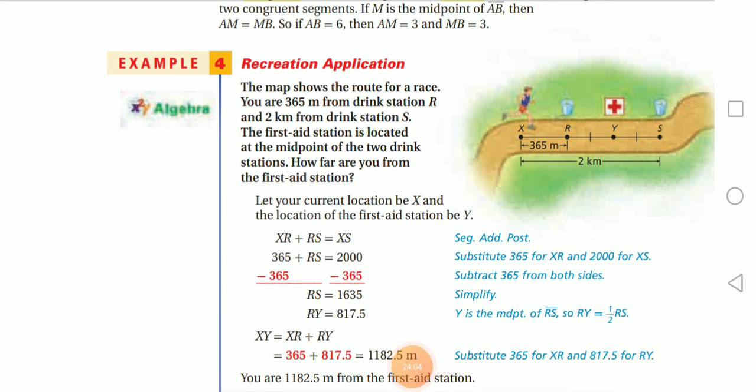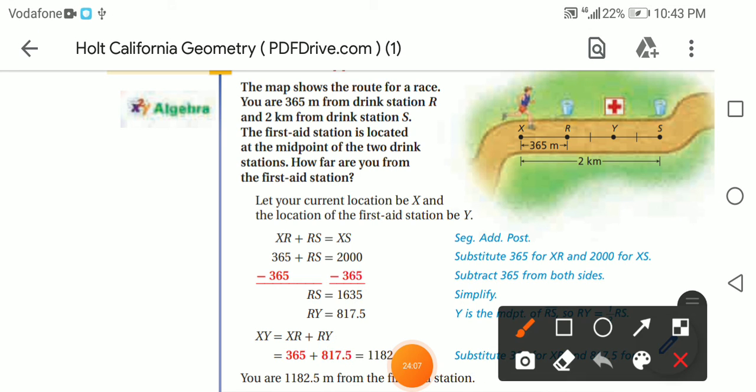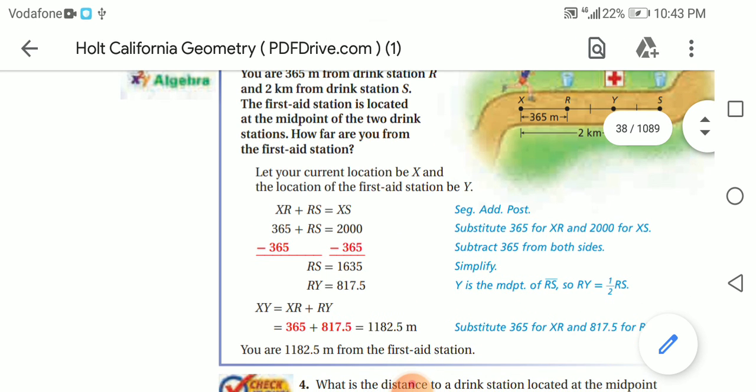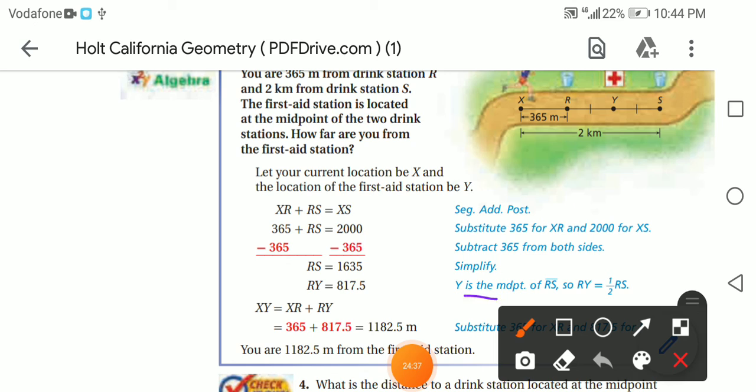Okay, RY, what's RY now? Don't forget, I have here a midpoint. Midpoint means that it divides the segment into two equal parts. So I have here, as you see, 1635. I'll divide both sides by 2, so I have 817.5. Okay, Y is the midpoint of RS, as it's written here.